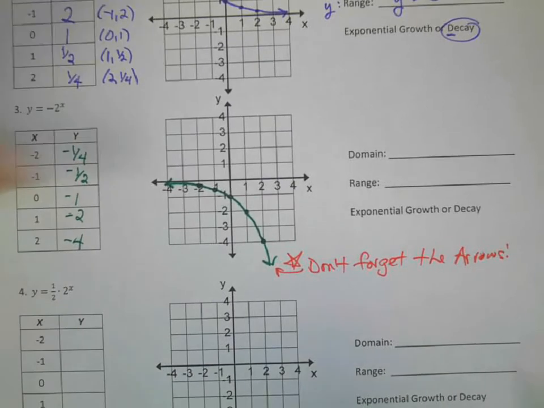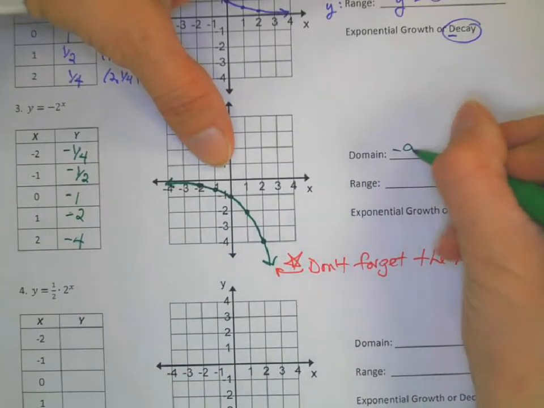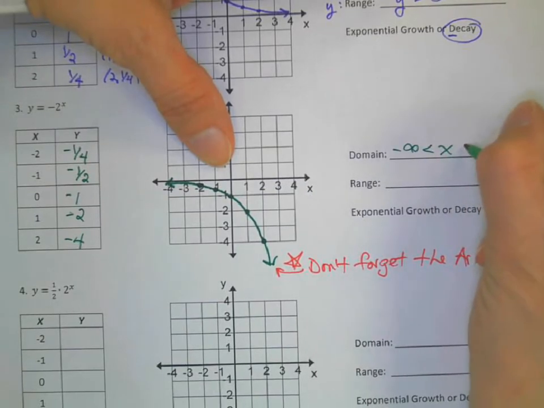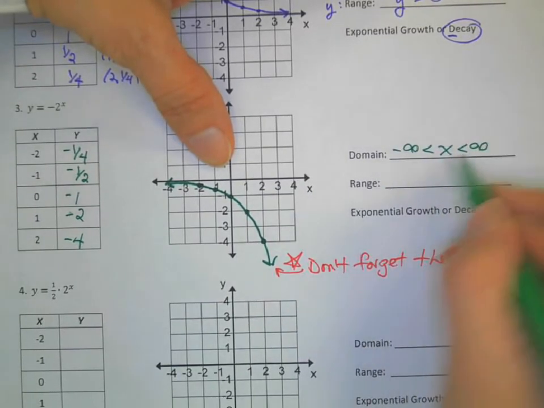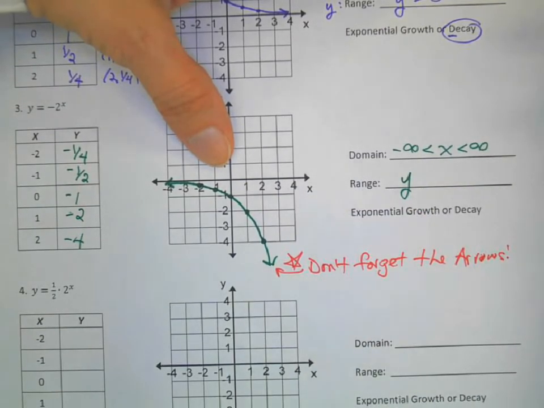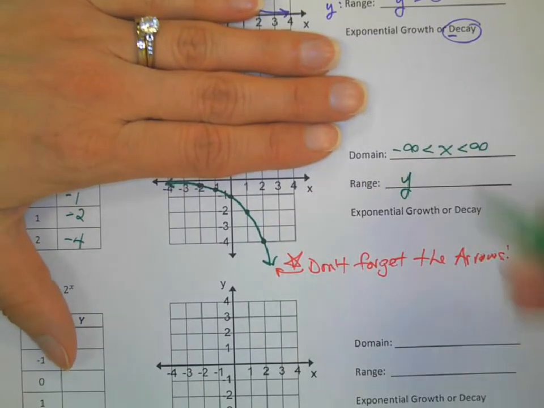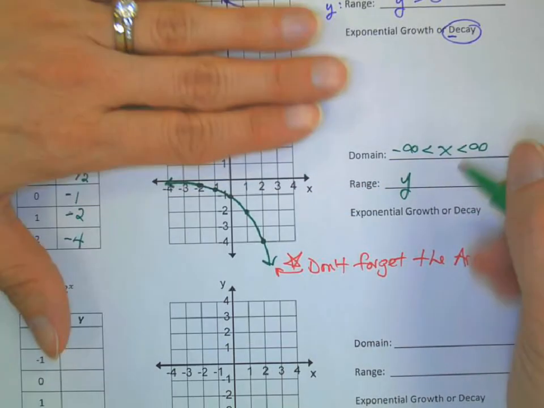The domain, what numbers are being used? From negative infinity all the way up to infinity for x's. Range is the y's. So take a look at this graph, because the y's are all down there. They're not more than 0. They are all less than 0.